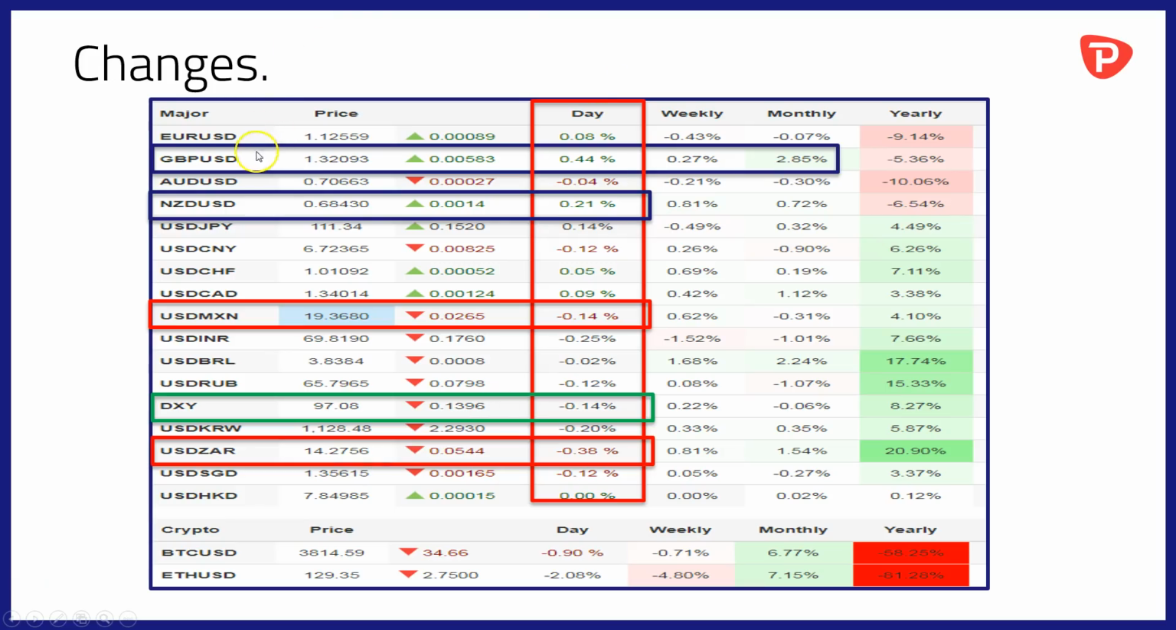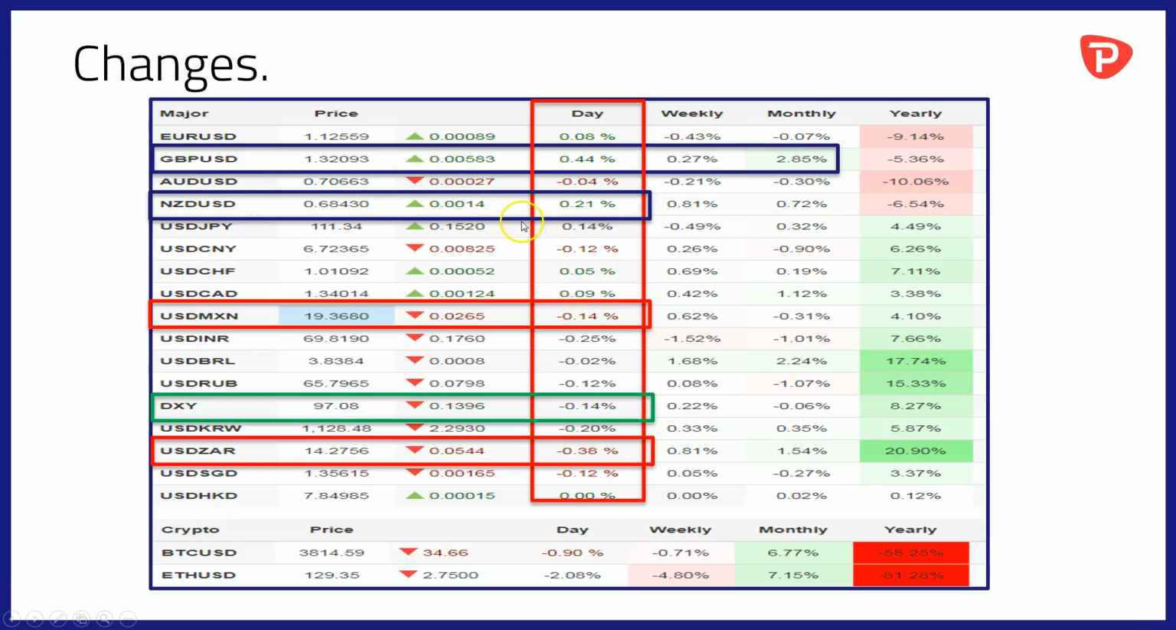Okay, let's kick off with a look at the overnight changes and price moves to be aware of. First of all, I just want to flag the resurgence in cable, the British pound against the US dollar overnight. The British pound trading just above 1.32 this morning, up by around 0.44% over the session. However, that doesn't tell the whole story. We really need to look at the monthly change to get a sense of the volatility that we've seen in cable over recent sessions. We'll look at some of the reasons behind that move momentarily.